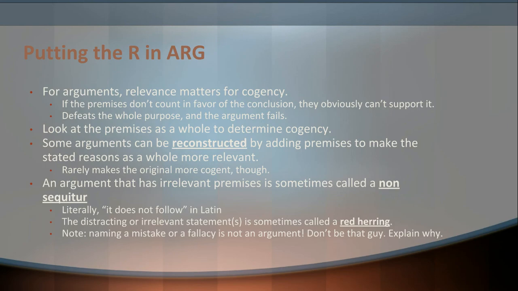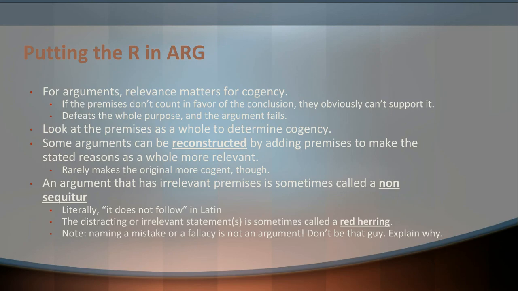An argument that has irrelevant premises is sometimes called a non sequitur. That is literally something that does not follow. The phrase in Latin literally means it does not follow. So when you call something a non sequitur, you're talking about something that doesn't follow from the previous reasons being given. This is follow in the same sense of I can't follow what you're saying, or I don't really see what you mean here, or something like that. We don't literally mean the physical act of following.